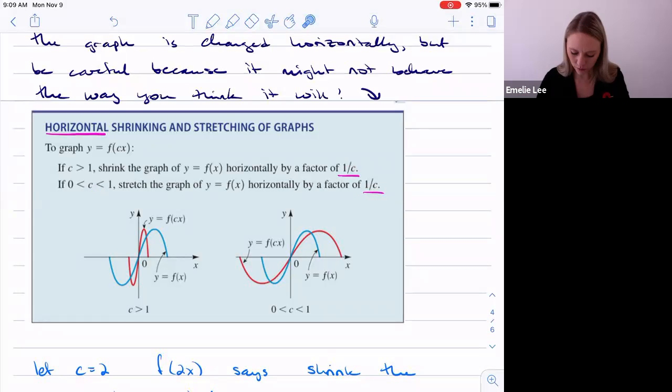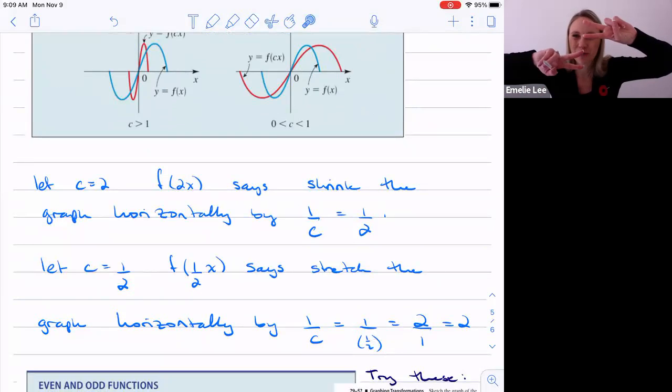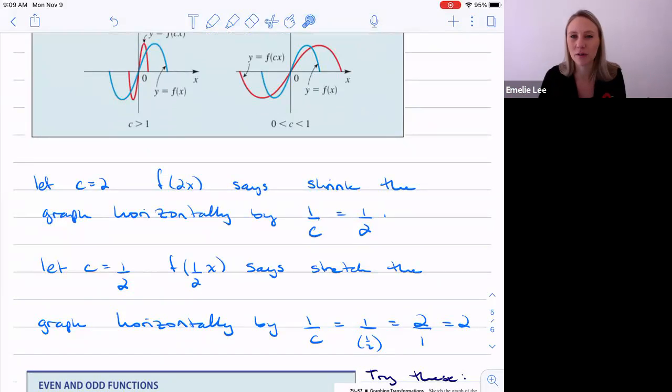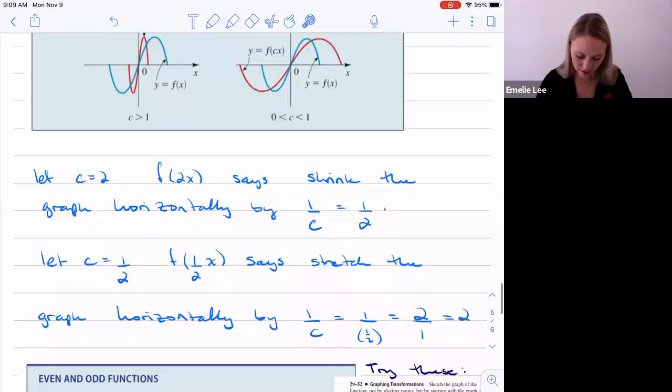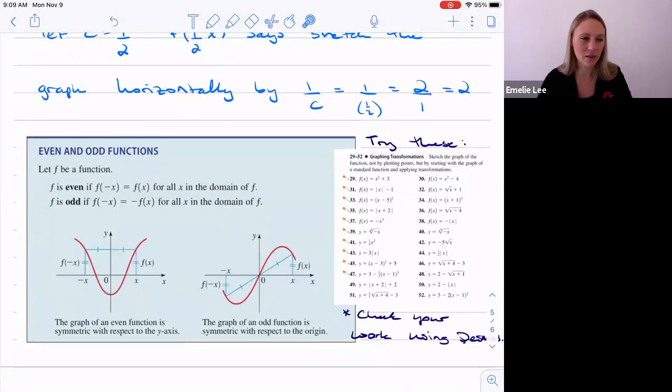But what we said was, if C is something like 1/2, then we stretch the graph horizontally by 1 over C, which is 1 over 1/2, which is fraction over fraction. So we flip and multiply and we find that it's 2. So we stretch it by 2. So it behaves a little bit wonky.